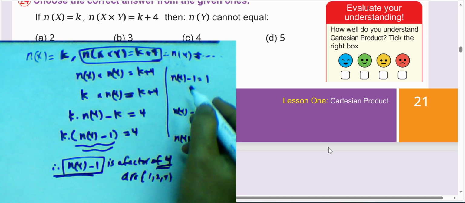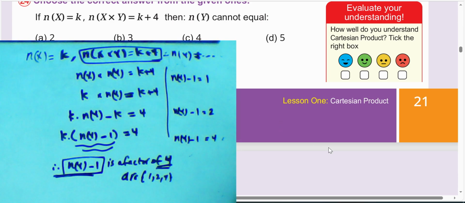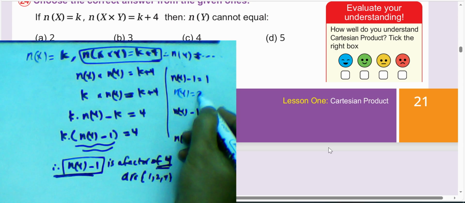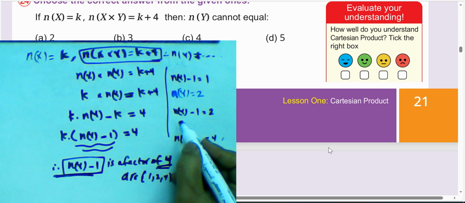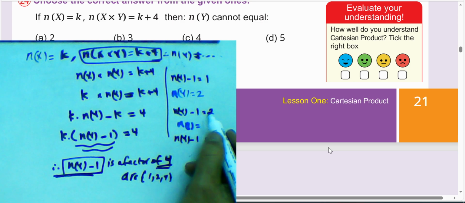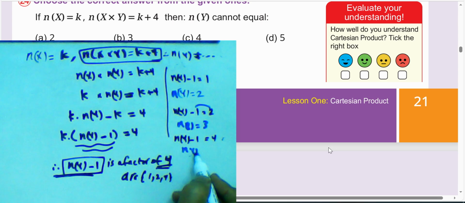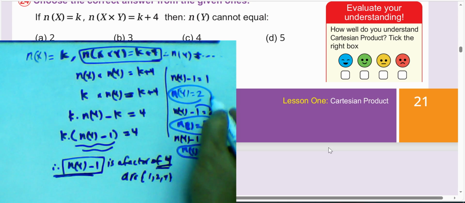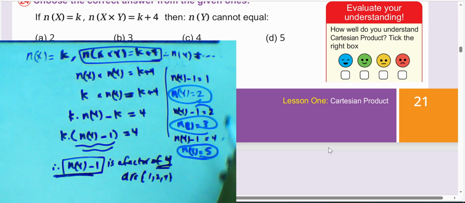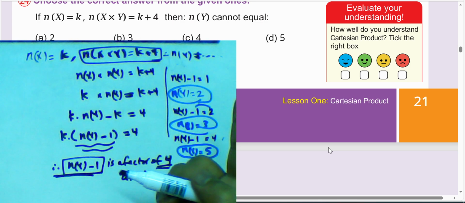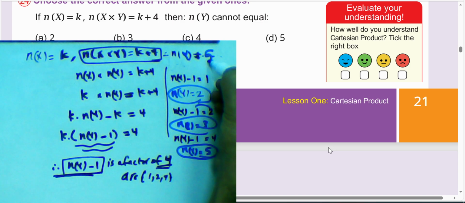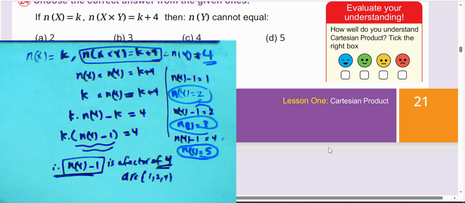I will find, first, the number of elements in Y minus 1 equals 1. Then the number of elements of Y will equal 2. Then the number of elements of Y equals 2 plus 1, which is 3, and the number of elements of Y equals 5. Then the three solutions here are 2, 3 and 5. Look here: 2, 3 and 5, but 4 is not found. Then the number of elements of Y does not equal 4. The result here will be letter C.